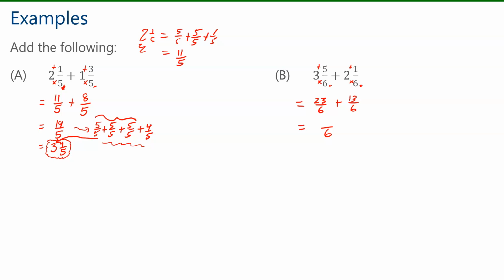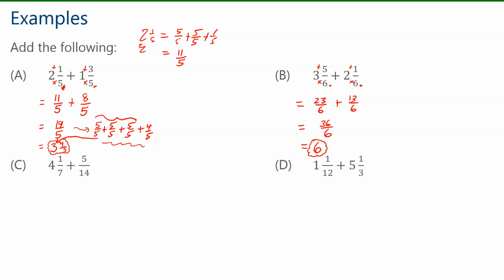Common denominator, put it down. Now, 23 and 13 gives me a 36. This is pretty cool. 36 divided by 6, we should know that 6 goes into 36 exactly 6 times. So that actually gives me 6 wholes and nothing left over. So obviously this would be simplest form.